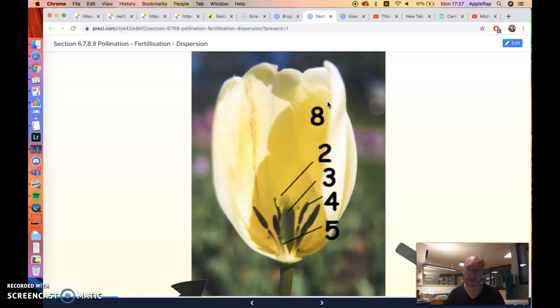There's also a male part. The male part is called the stamen. In this picture you can see it pointed out with 5 and 4. This part of the stamen is called the filament. And the brown part is called the anther. Inside the anther, there are the pollen grains.